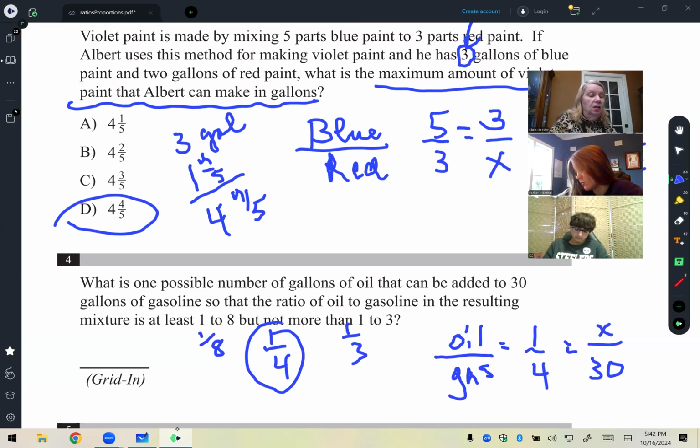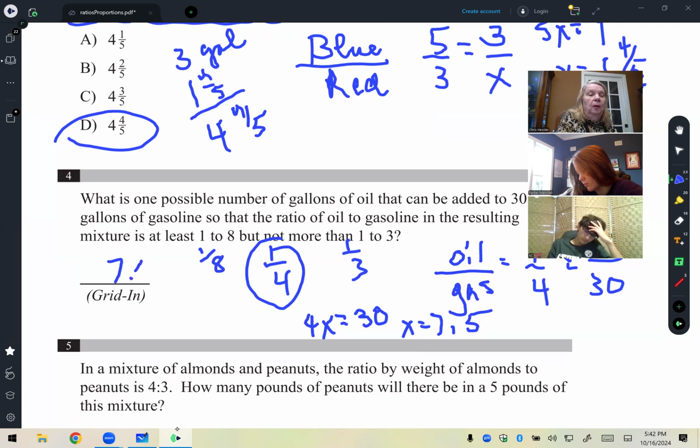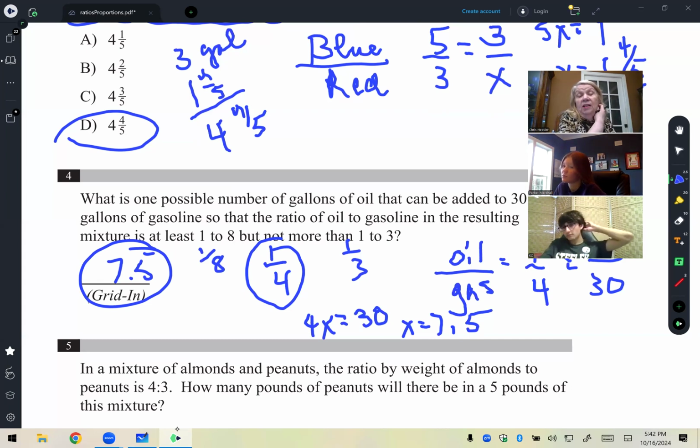And then we can cross multiply. And we would get 7.5. Do you see what I did there? I don't want to get the lowest number and then the highest number. There's a lot of choices. I just want to get something in between them. Okay with that one? Oh, good. You guys are brilliant. Okay.